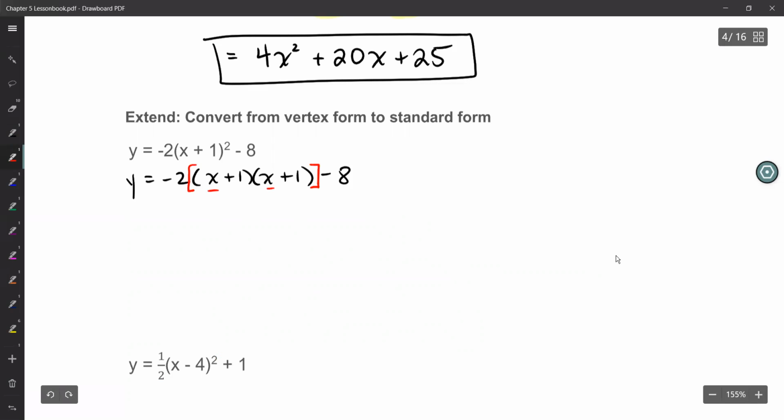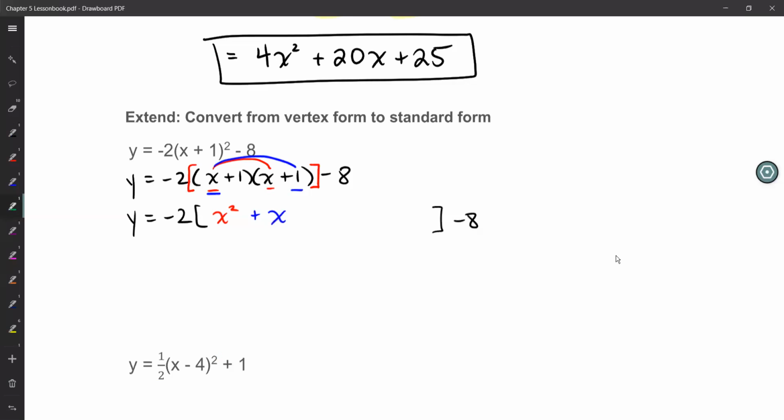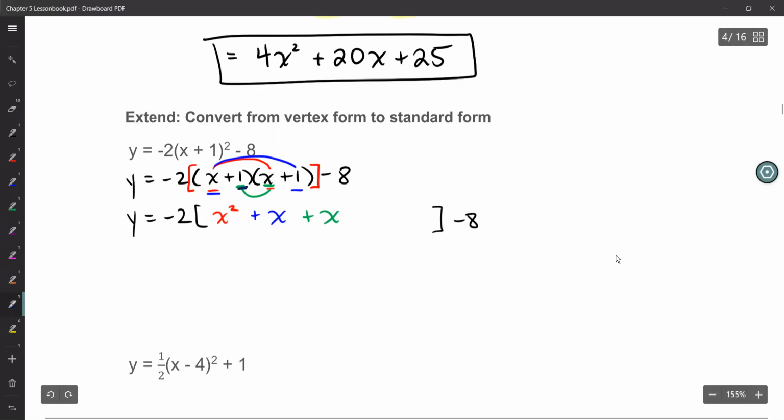So I'm going to do firsts. And for right now, the -2 is just going to hang out outside. Same with the -8. And we'll see what we get from this foiling. So x times x gives us x squared. X times +1 should give us positive 1x. We don't usually write 1x though, so I'm just going to write plus x. 1 times x, again, gives us a positive x. And lasts, 1 times 1 gives us a positive 1.